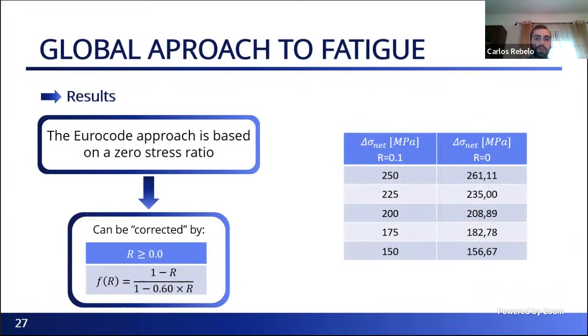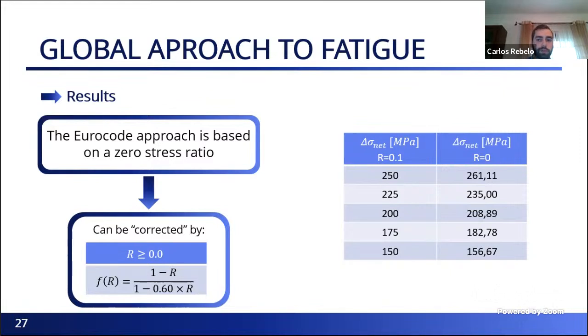Before showing the results, I'll just make a brief note about the Eurocode. The standard proposes fatigue curves for a 0 stress ratio, and the tests carried out in this experimental campaign were for a stress ratio higher than 0. So they would have to be corrected in order to be compared with the Eurocode curve.